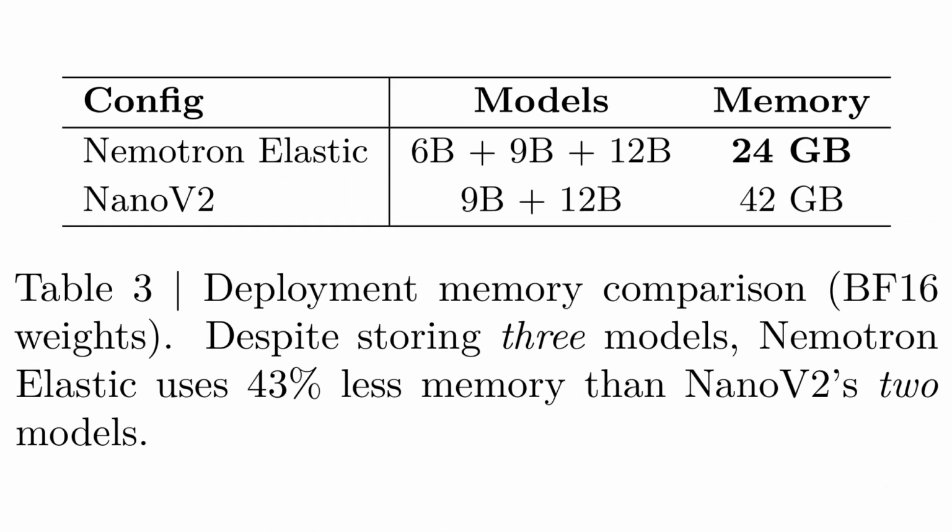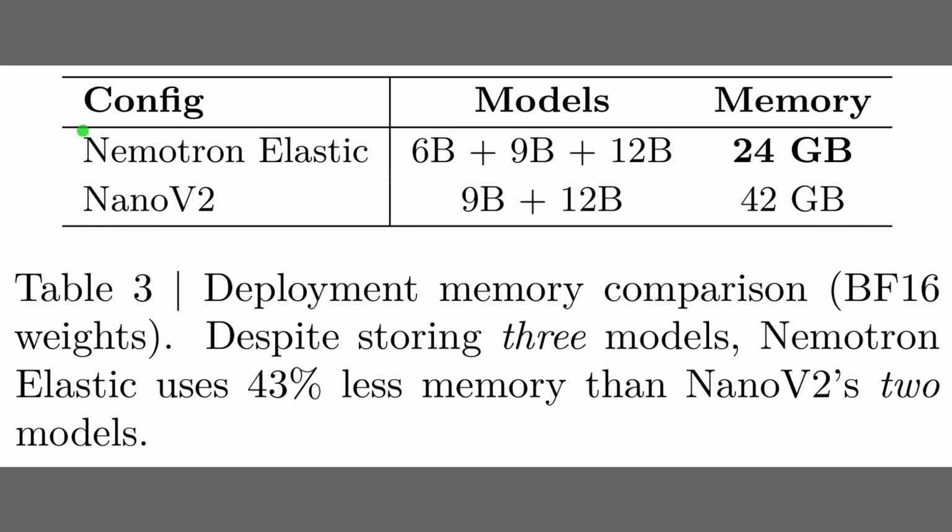Well, Table 3 drives home the deployment advantage of the many-in-one design. The table compares memory for storing multiple checkpoints in BF16 weights. Nemotron Elastic holds 6, 9, and 12 billion parameter models in just 24 gigabytes, while Nano V2 needs 42 gigabytes for only 9 and 12 billion. That means the Elastic setup stores more models, yet still cuts deployment memory by roughly 43%.